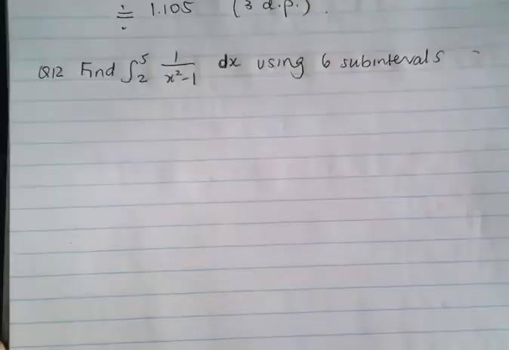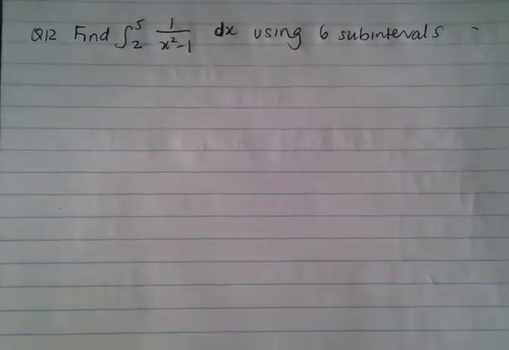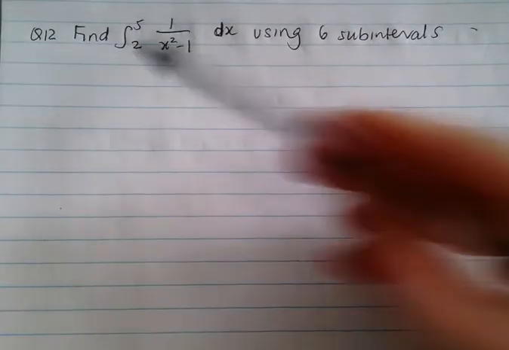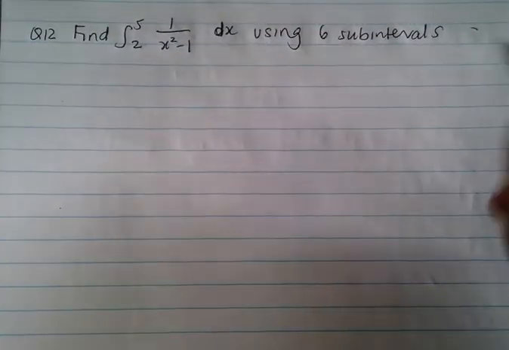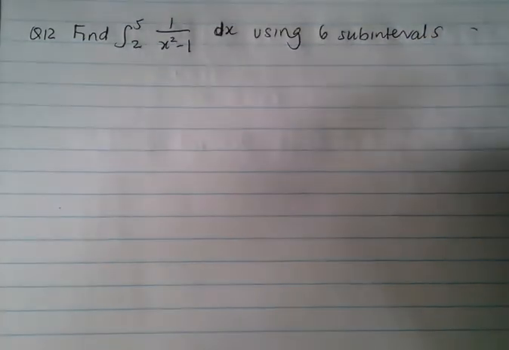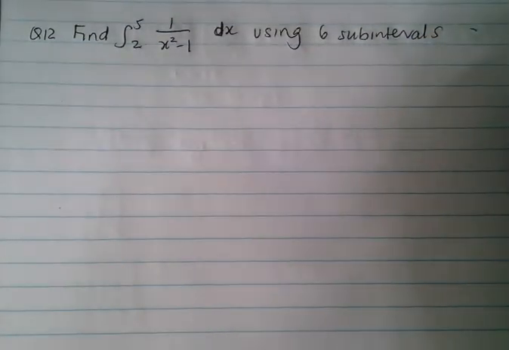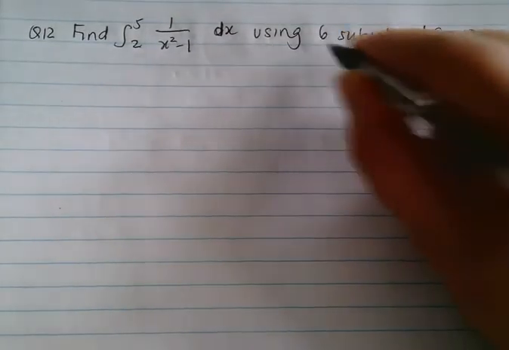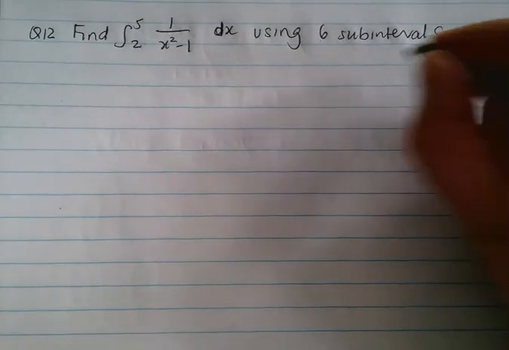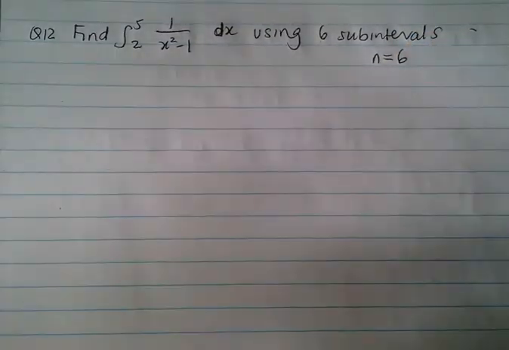From exercise 2.2, but it's just slightly different because it's saying find the integral between 5 and 2 of 1 over x squared minus 1 dx using 6 subintervals. Now, it's not saying that's how many function values. Subintervals is spaces, columns. So how many function values? So is n 6 or n 7? Yeah, n is 6. n is the number of subintervals.